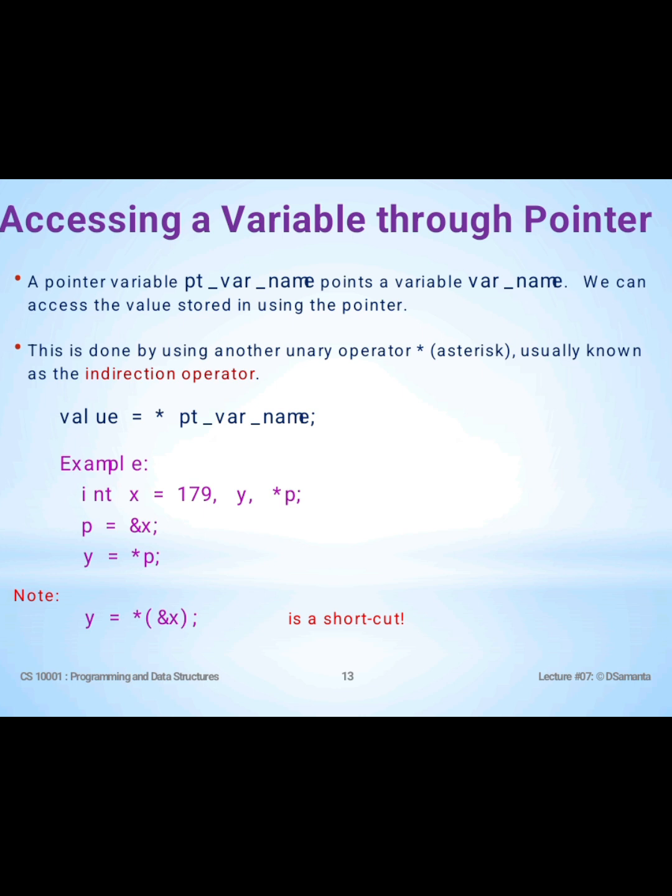Example of accessing a variable through a pointer: int x = 179, y, *p; p = &x; y = *p; Note: y = *(&x); is a shortcut.